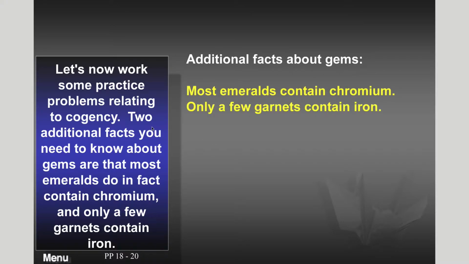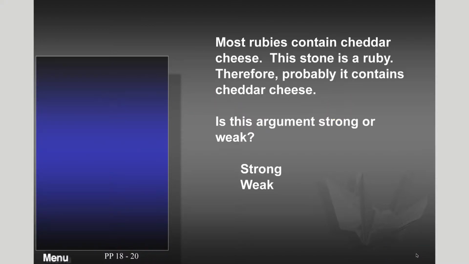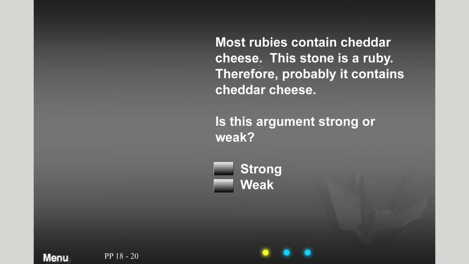Two things that we're going to need to know, by the way, for these examples. Most emeralds contain chromium, and only a few garnets contain iron. It turns out that this is taken for granted, and so there's no test on this when we get to it. So most rubies contain cheddar cheese. So not chromium, but cheddar cheese. This stone is a ruby, therefore probably contains cheddar cheese.